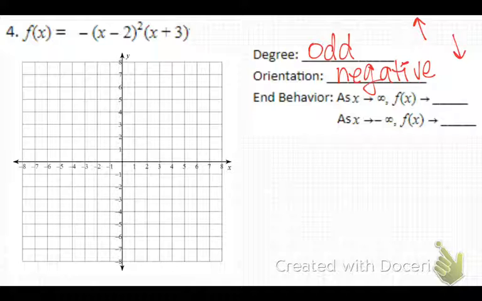Okay, so as I go to the right, which direction do I go? Down, which is what kind of infinity? And as I go to the left, which direction do I go? To positive infinity. Excuse me, I have the hiccups.